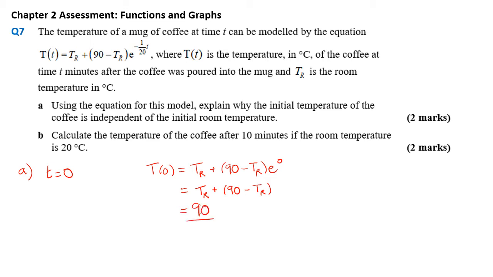So from this answer, we can see that the initial temperature of the coffee when T equals 0 is 90 degrees. And that is regardless of the room temperature. Now we have been asked to explain, so we've got that. So we need another sentence there that says that that is independent of TR.